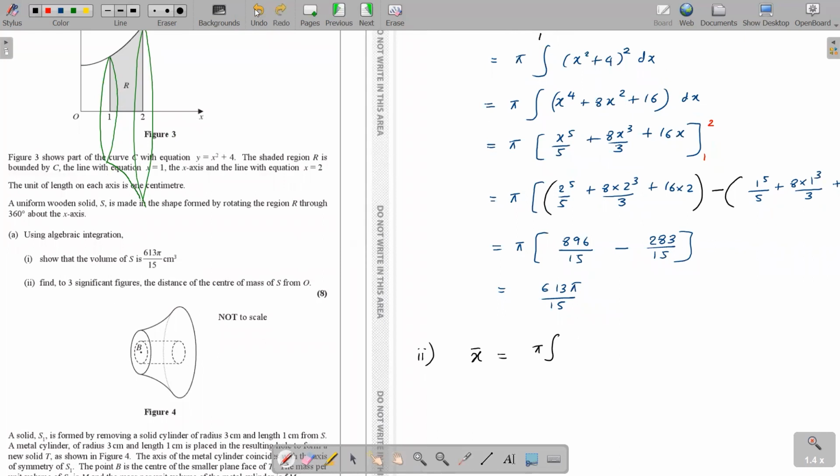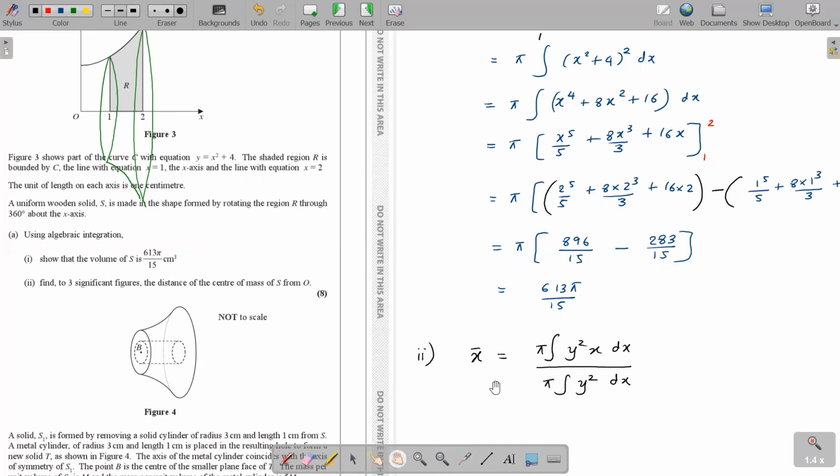No, it's y. Okay, tell me. y square x dx over y square dx. Basically, both these equations originally had pi, and then it cancels out. That's why it's not there over here.